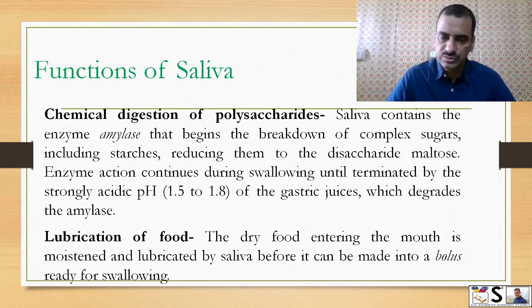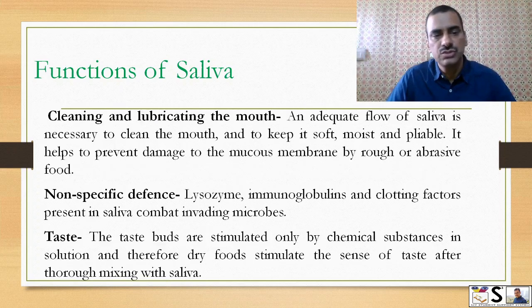Lubrication of the food. The dry food entering the mouth is moistened and lubricated by saliva before it can be made into a bolus ready for swallowing. Cleaning and lubricating of the mouth. An adequate flow of saliva is necessary to clean the mouth and keep it soft, moist and pliable. It helps to prevent damage to the mucous membrane by rough or abrasive food.